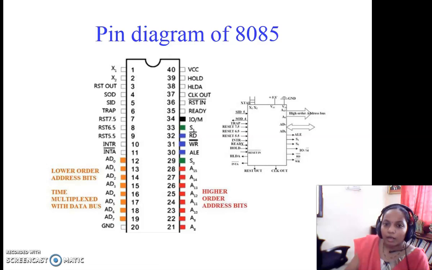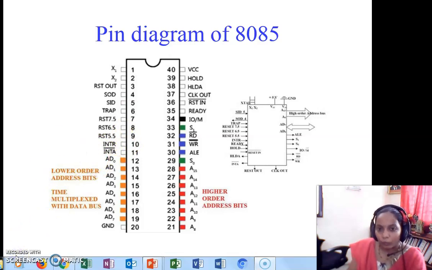Why do we require 6 MHz? Because it will divide the frequency by 2. Reset out is provided at pin 3. SOD and SID, that are serial output data and serial input data, are used for serial communication. TRAP, RST 7.5, RST 6.5, RST 5.5, INTR, all these are 5 hardware interrupts. In this, TRAP is the highest priority interrupt. INTA bar is the interrupt acknowledgement.